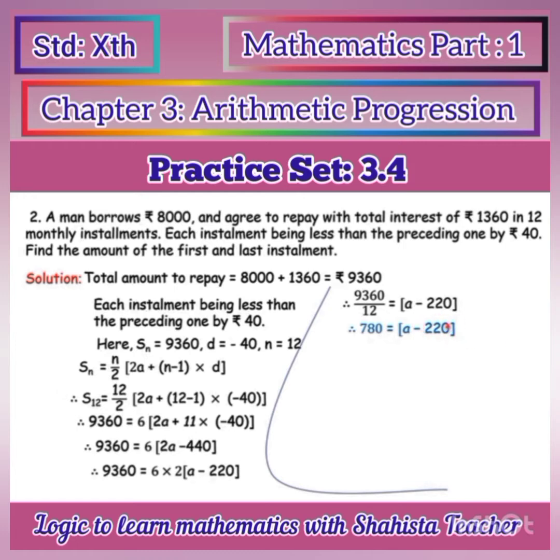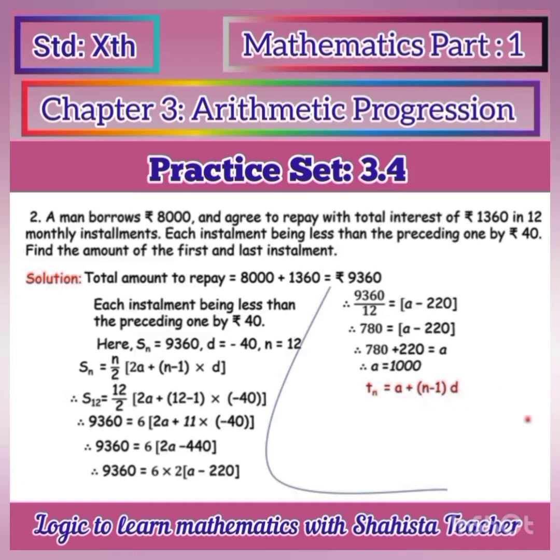Now this minus 220, if it shifts from right to left, will become plus 220. So 780 plus 220 gives us a is equal to 1,000. Okay, 780 plus 220, that means a is equal to 1,000. So the first installment here is 1,000 and now n is equal to 12, that is, the number of months is total 12. So we will apply the Tn formula.